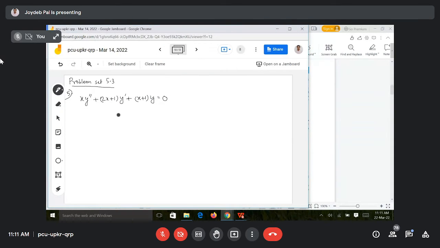So here x is equal to 0 is a regular singular point. I can see that x is equal to 0 is a singular point, right? Because p(x) is of the form something divided by x, q(x) also. Now if you multiply p(x) by x and q(x) by x square, both of them will be analytic, right? Yes, sir. So x is equal to 0 is a regular singular point.